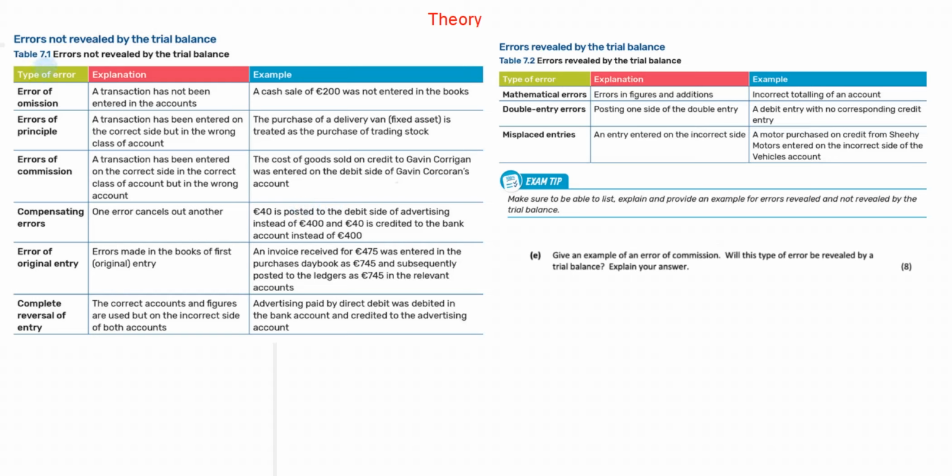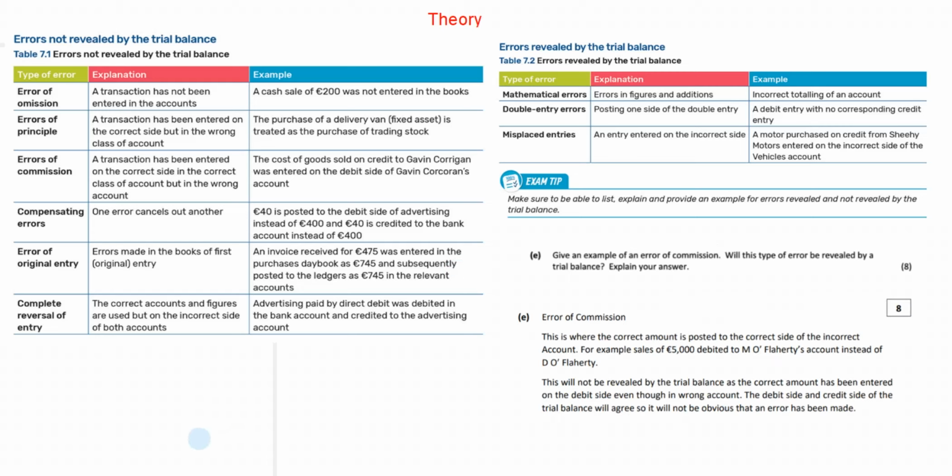So this will not be revealed by the trial balance, which means that it will not cause a suspense. The reason for that is, it's still being treated as a debtor. So your debtor's figure is still increasing on the debit side. However, your sales will also increase by the same amount on the credit side. So the double entry is correct, the bookkeeping is correct. So that's why it would not be revealed by the trial balance.